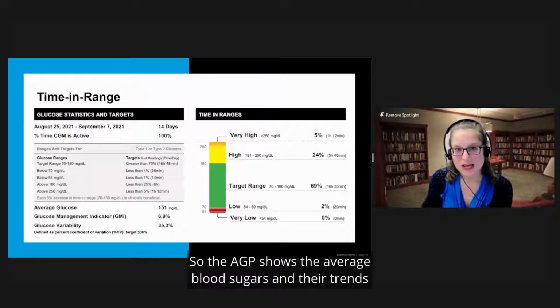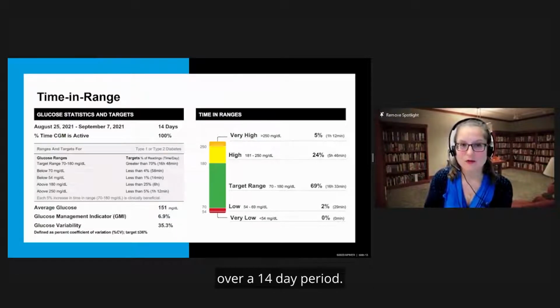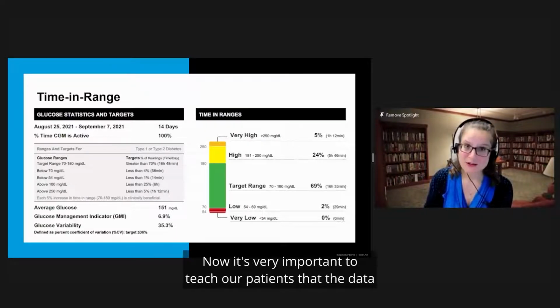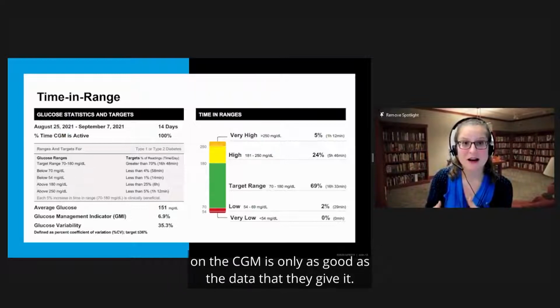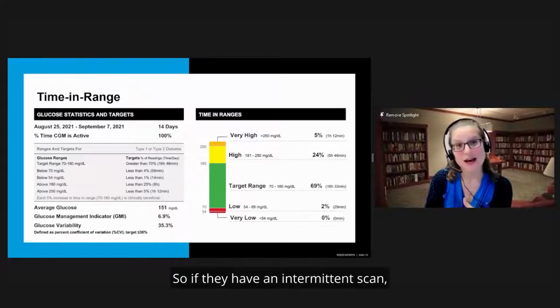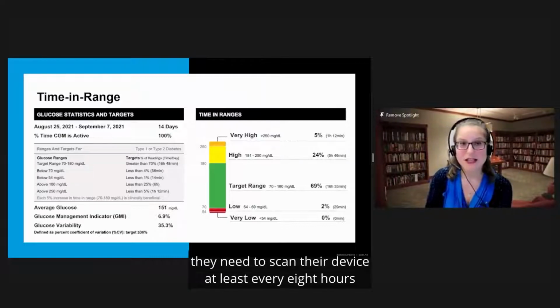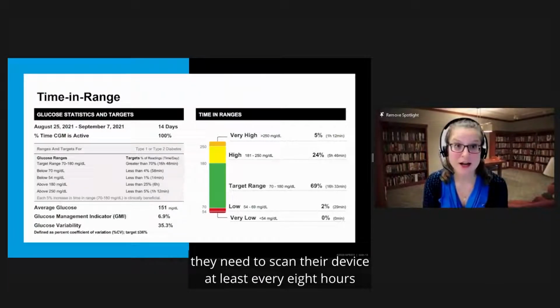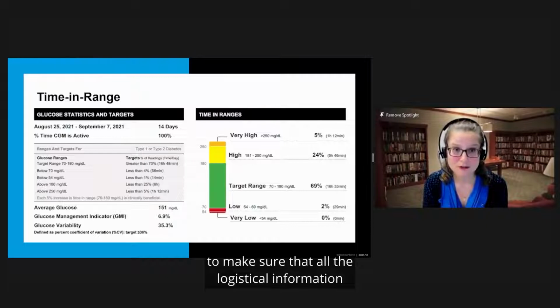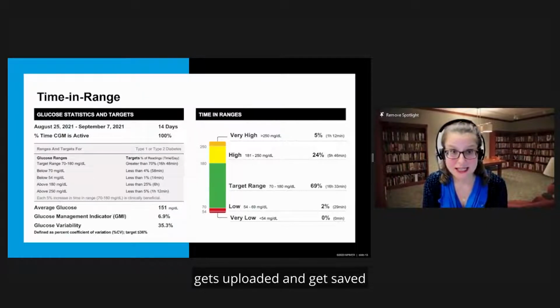So the AGP shows the average blood sugars and their trends over a 14-day period. Now, it's very important to teach our patients that the data on the CGM is only as good as the data that they give it. So if they have an intermittent scan continuous glucose monitor, they need to scan their device at least every 8 hours to make sure that all the blood sugar information gets uploaded and gets saved.